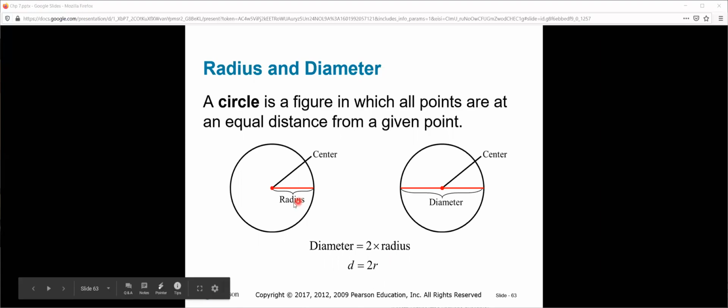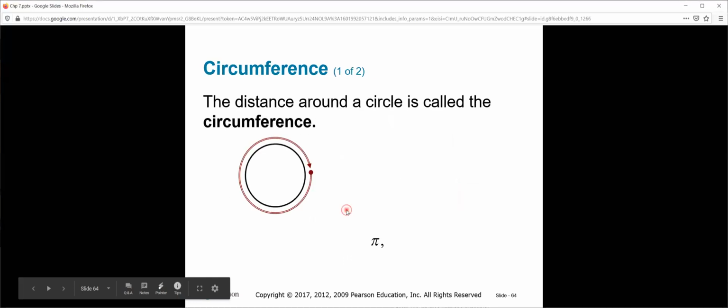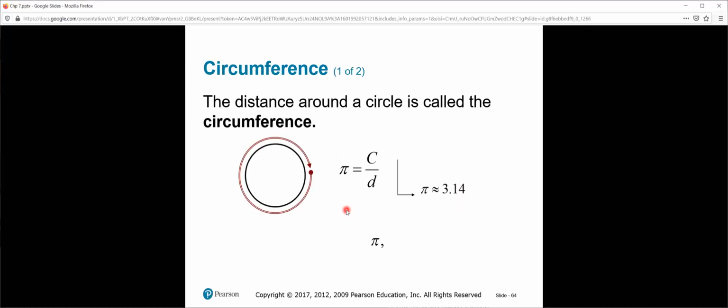And of course, a radius is half a diameter. A diameter is 2 radii. We don't talk perimeter when we talk circles. We instead use the word circumference. They're the same thing, but circles have their own special words because they're special that way. And they are special.